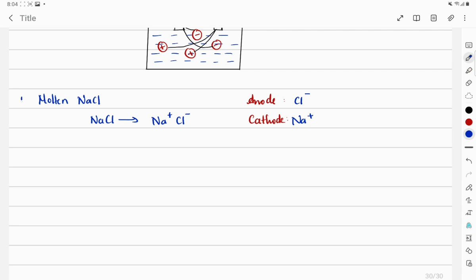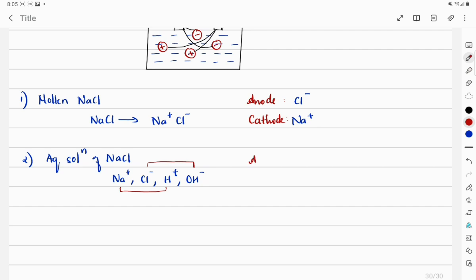The only two ions possible here are Na+ and Cl-. But when I use an aqueous solution of NaCl, not only Na+ and Cl- but also the ions formed from water will be a part of the reaction. So I will have Na+, Cl-, H+, OH-. All these four ions are possible. Now which will be reduced at the cathode or oxidized at the anode will be different, because there is a competition between two cations and two anions. The cation with higher reduction potential will get reduced at the cathode and the anion with higher oxidation potential will get oxidized at the anode.